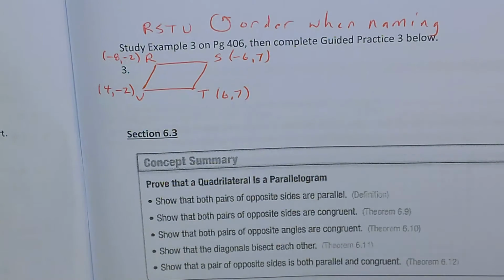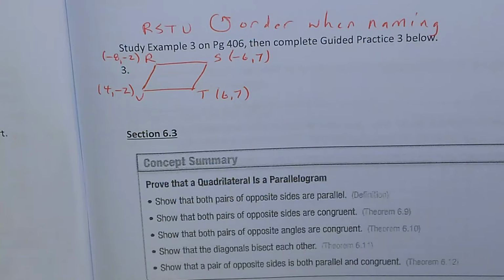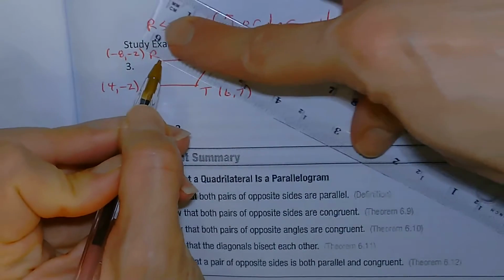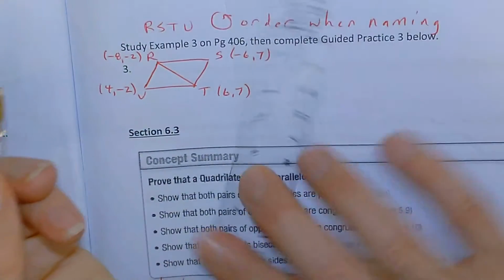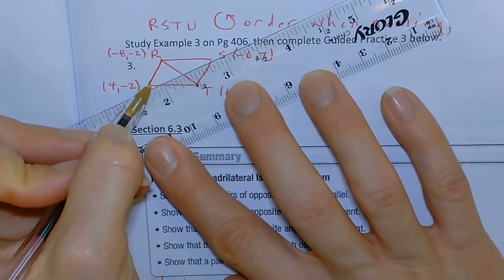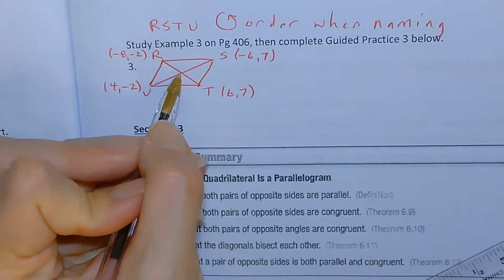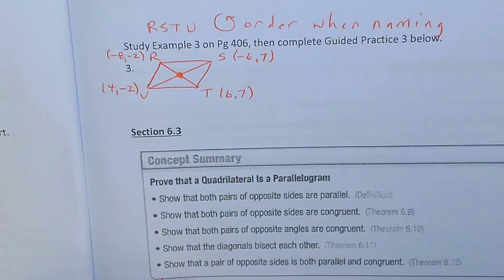So the question is going to be this. It's going to say determine the coordinates of the intersections of the diagonals, plural. Okay, so what I want you to do is take and draw in your diagonals. You can just sketch them in. You don't have to use a straight edge. And then I want you to put a dot where those intersect.